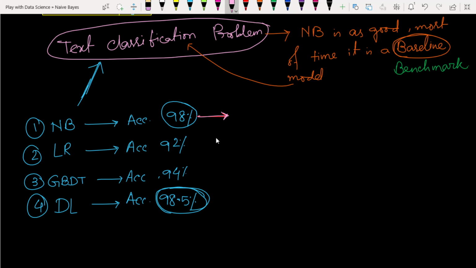Because of this reason, only for this reason, the naive Bayes technique is sometimes called the benchmark or baseline model for text classification problems. Nothing else. Here, the other models require huge resources.